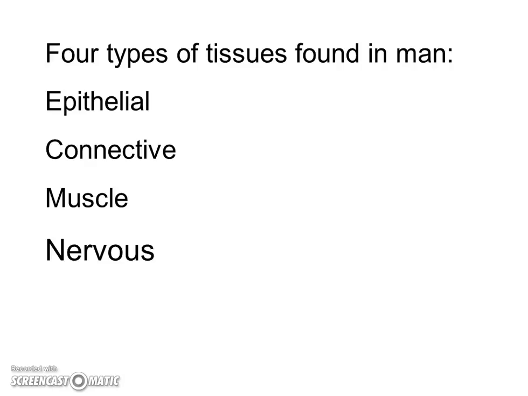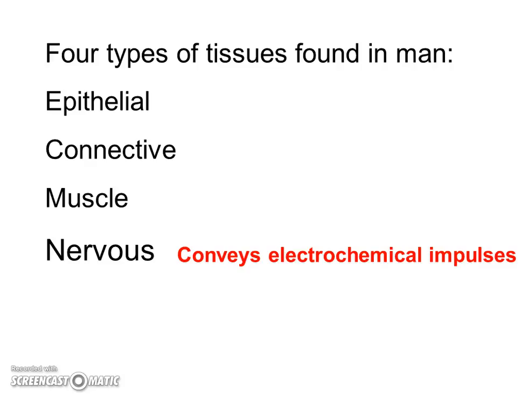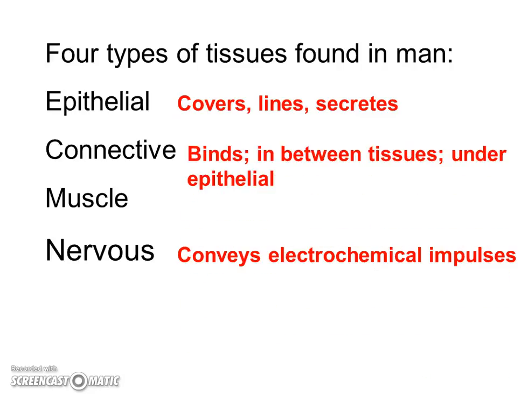Number 2 on your worksheet said which tissue type has this function. Which tissue type conveys electrochemical impulses? That would be the nervous tissue. Which tissue covers, lines, and secretes? That would be epithelia. Which tissue binds, is found in between tissues and under epithelia? So let me see, it must be between two tissues so it connects them, so it would be connective. And then the last one, movement and support, of course, is muscle.